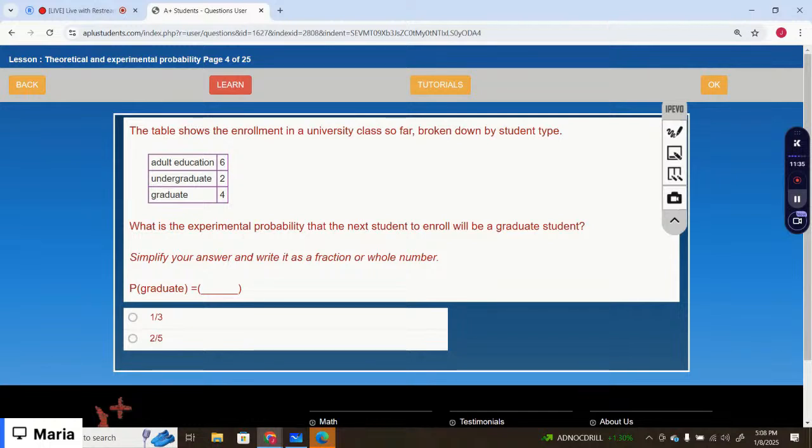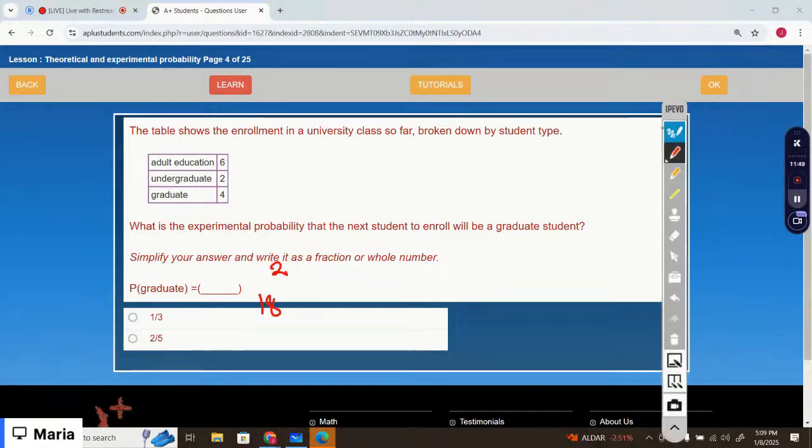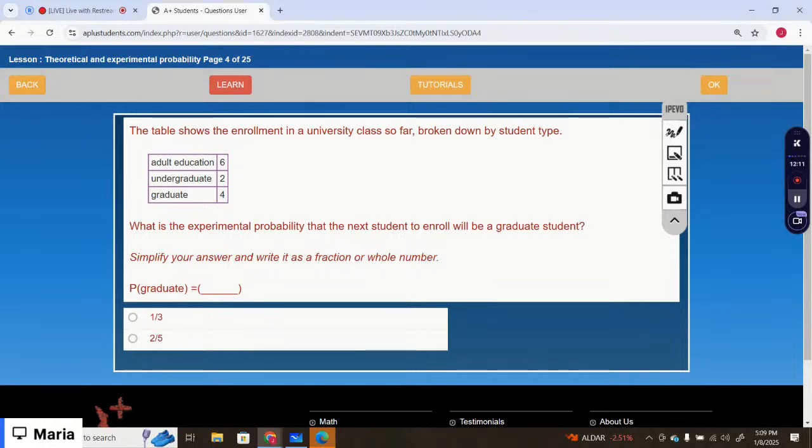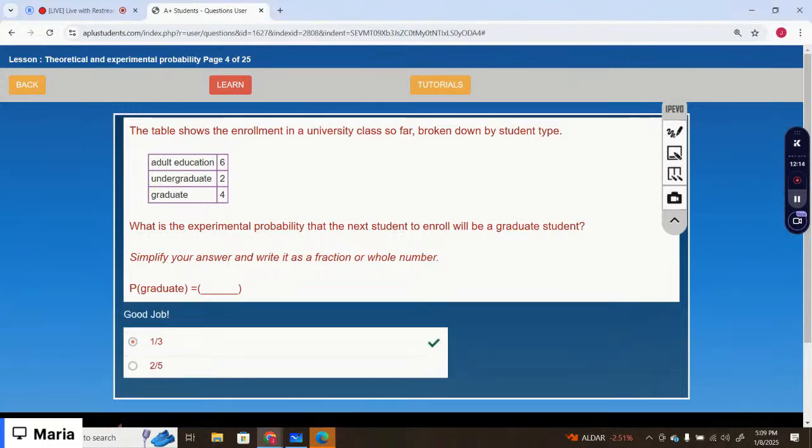The table shows the enrollment in a university class so far, broken down by student type. What is the experimental probability that the next student to enroll will be a graduate student? 4, that is 4 out of 12. So the correct option is 1 out of 3. Option number 1 is the correct option.